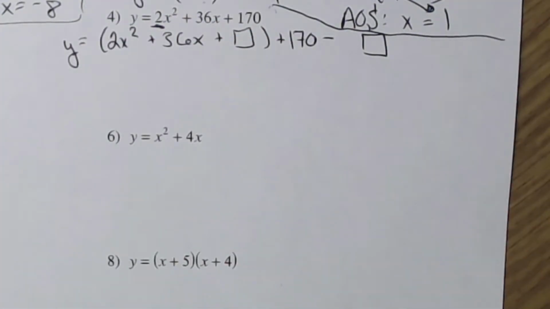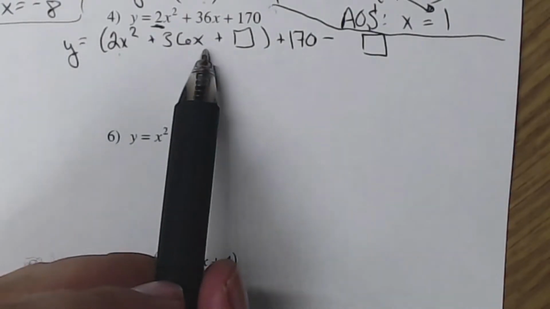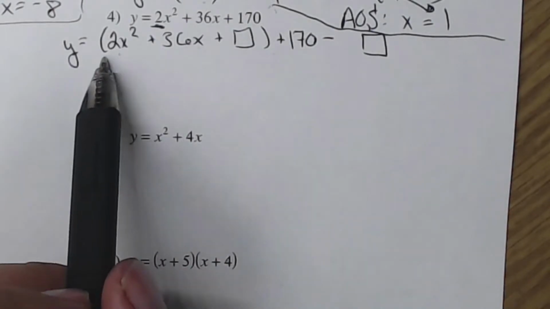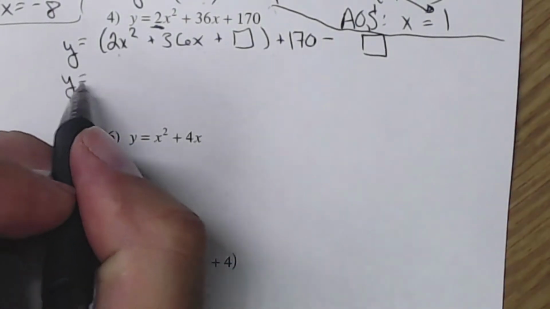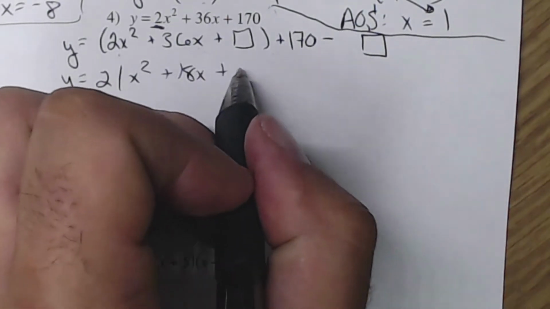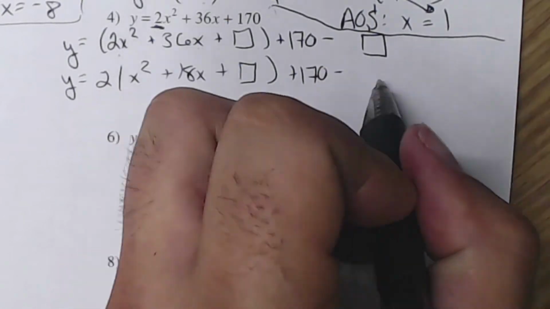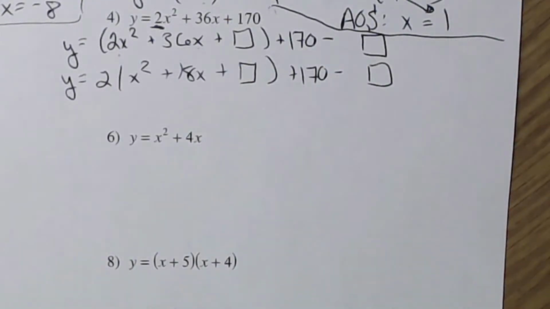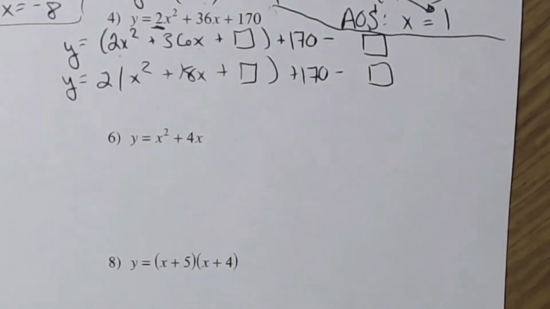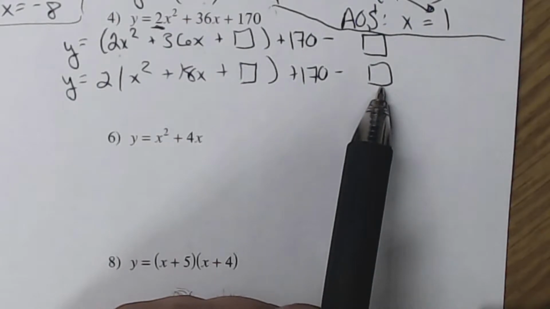All right. You'll notice I've got a number here. I can factor that out because it's in both of these terms. It's in everything potentially in my parentheses. So let's factor that out. 2 times x squared plus 18x plus box, plus 170 minus box. Now I ask you, have I changed this any? That was when I asked like way back with number 1. So I added a box and I subtracted a box away.